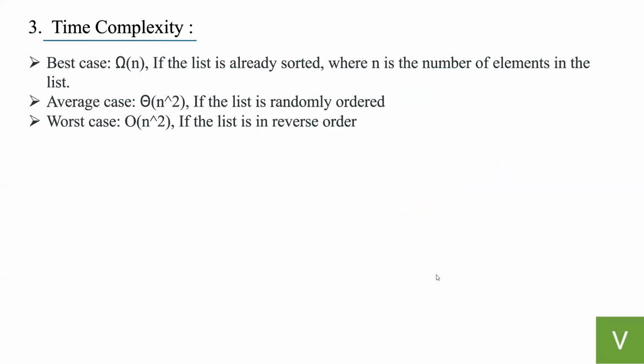Now let us look into the time complexity of insertion sort. Best case is omega of n. If the list is already sorted, where n is the number of elements in the list, this is the best case time complexity, omega of n. Average and worst case time complexities are similar, which are theta of n square and big O of n square. Average case: if the list is randomly ordered, then we get the average case. Similarly, in the worst case, if the list is in reverse order, big O of n square. So this is about time complexities.